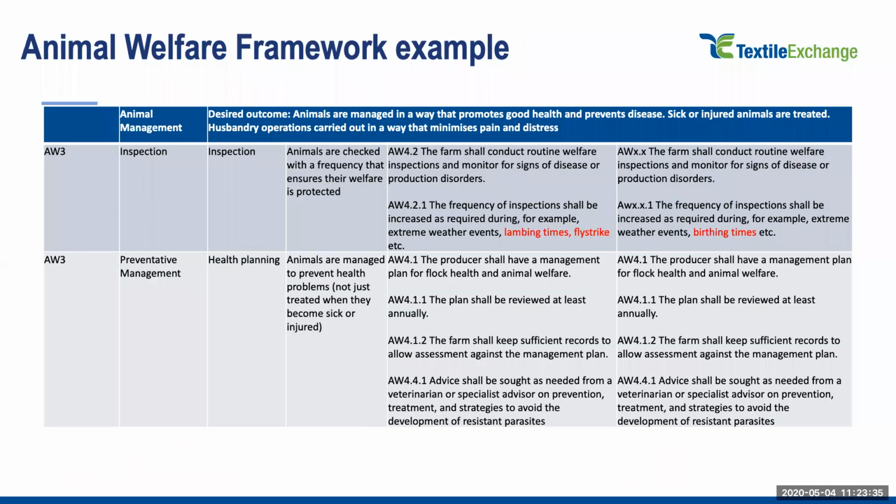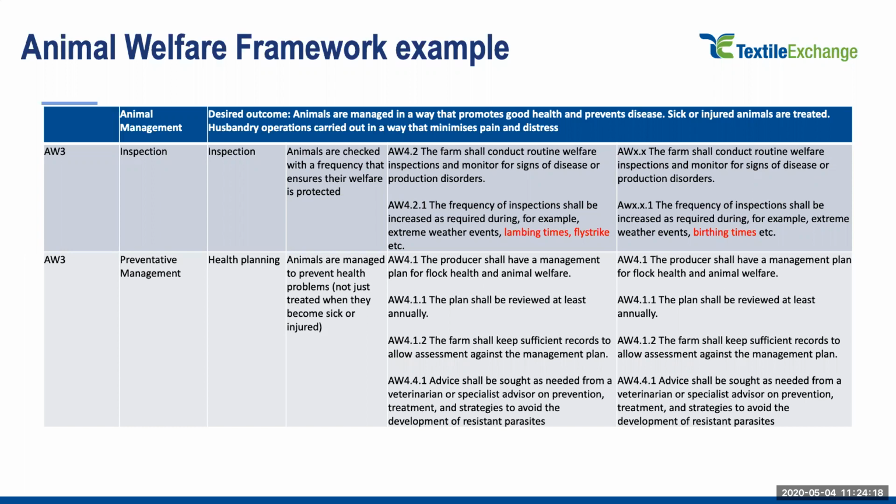So this is an example of the framework and how things map. And it's really just to show how there can be a lot of similarities between species. Working from the left, the numbering is largely irrelevant, but you've got an animal management topic. So the first one is inspection. You've got the animal management desired outcome, and then you've got the standards as they might be. The first column, which actually lists a standard, is from the Responsible Wool Standard, and then the column on the far right is what this could be, for example, for alpacas.